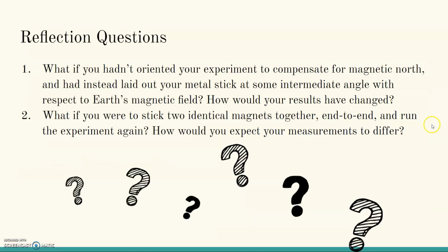For some reflection questions, number 1: if you hadn't oriented your experiment to compensate for the magnetic north, how would your results have changed? The magnetic field of the Earth would have affected the results, so the values that I found, the K and the mu, would all have been slightly different. For question 2: if we were to stick two magnets together, how would I expect our measurements to be different? I would expect the direction to be the same, but the magnitude to increase.